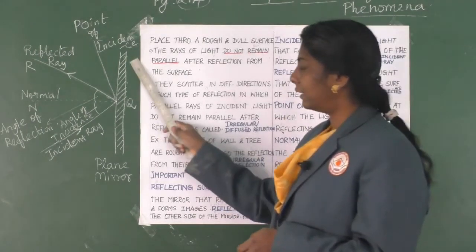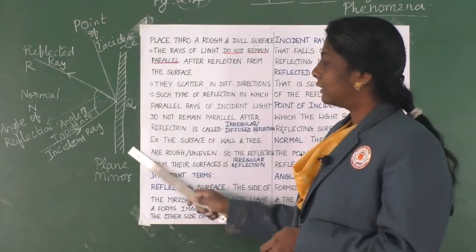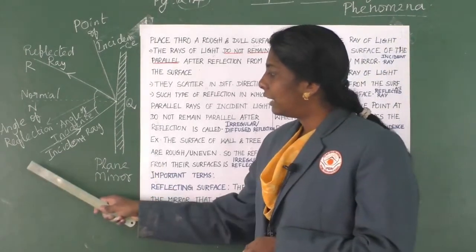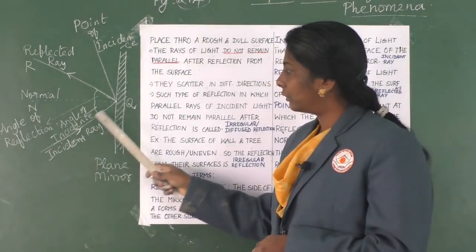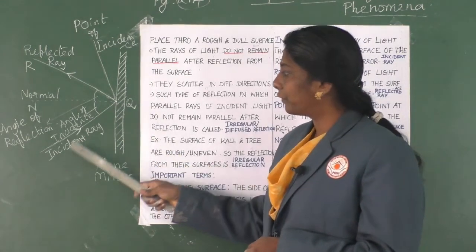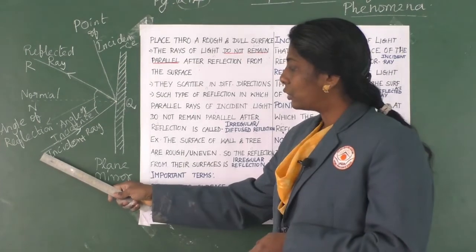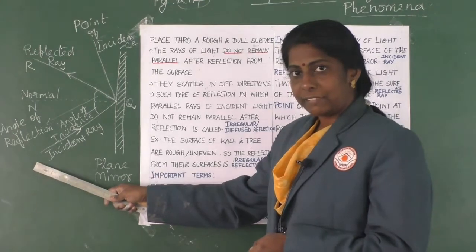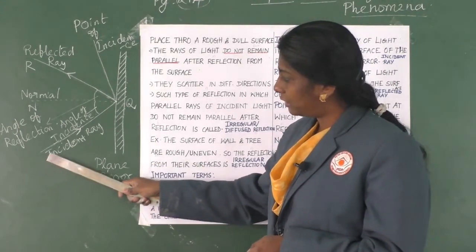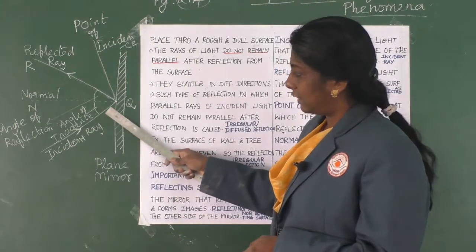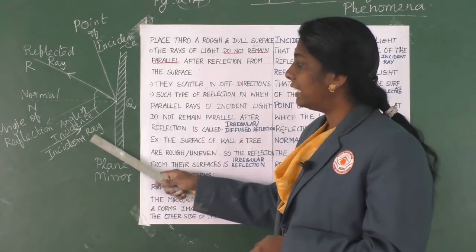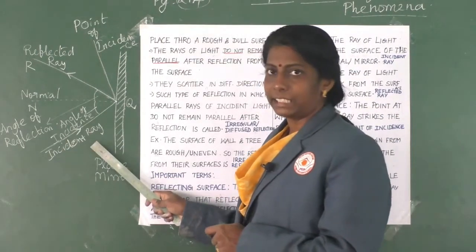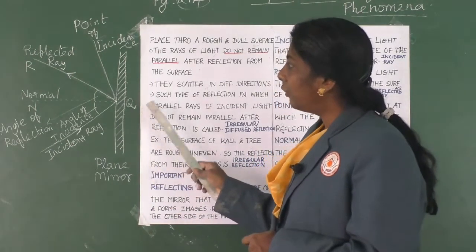You can see a picture here. This picture denotes a plane mirror. Light is falling in this direction on the point Q of the plane mirror. A ray of light always travels in a straight line, is it not? So this ray of light travelling towards the mirror is called the incident ray. Incident ray. Clear? Yes.